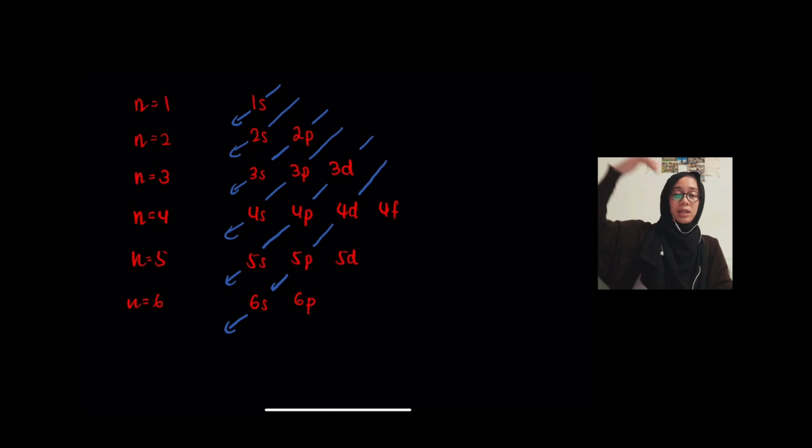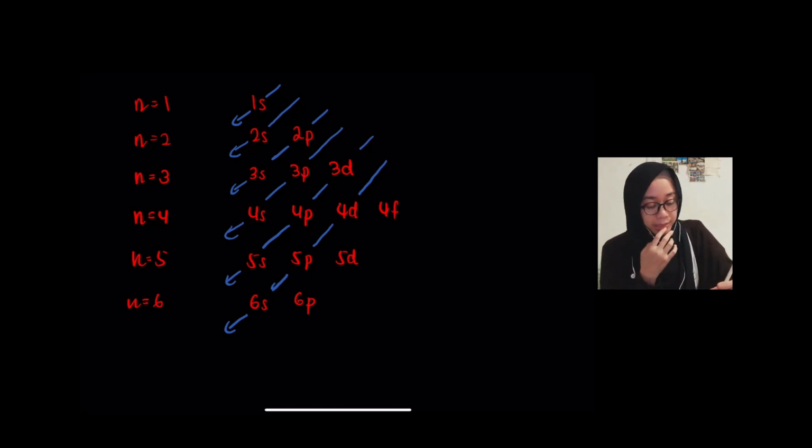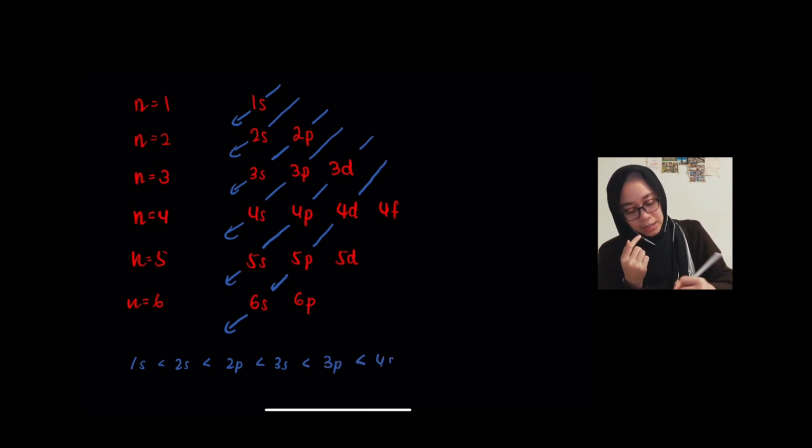So benda tu makin akan turun banyak lagi, ada banyak lagi orbital dekat bahagian bawah kan, tapi kita tak tengok lah benda ni. Jadi this is just a way untuk kita ingat saya nak isi daripada orbital mana dahulu. Okay, so in this case kita tahu yang kita kena isi dahulu 1s. Okay, so 1s has the lowest energy, and then followed by 2s, followed by 2p, and then 3s, and then we have 3p, and then kita ada 4s.